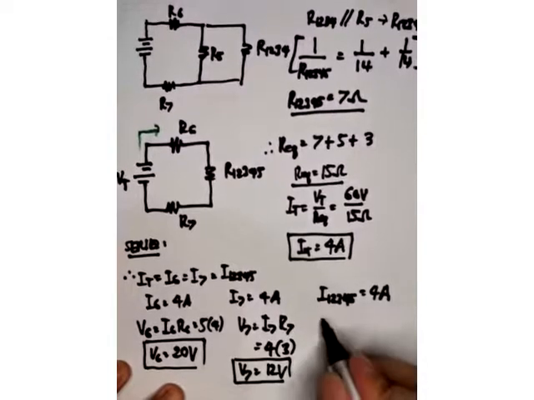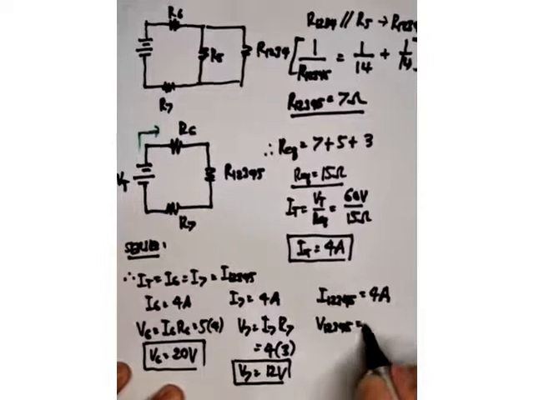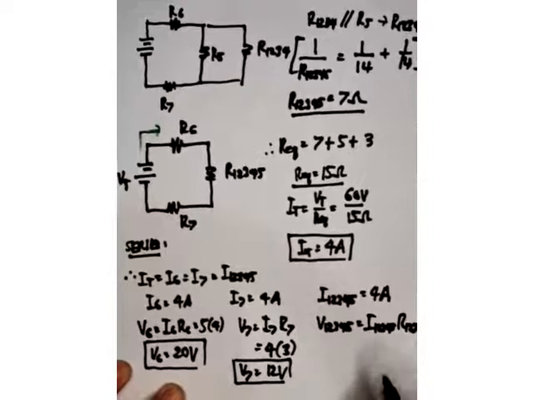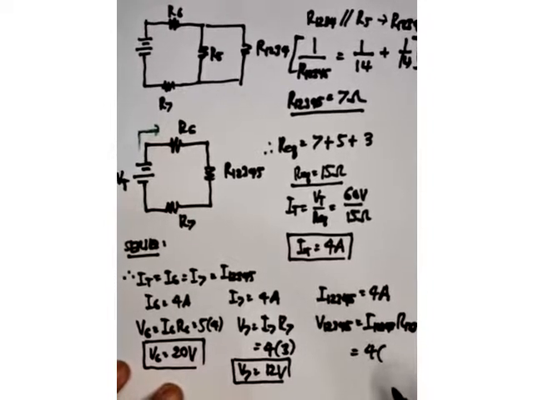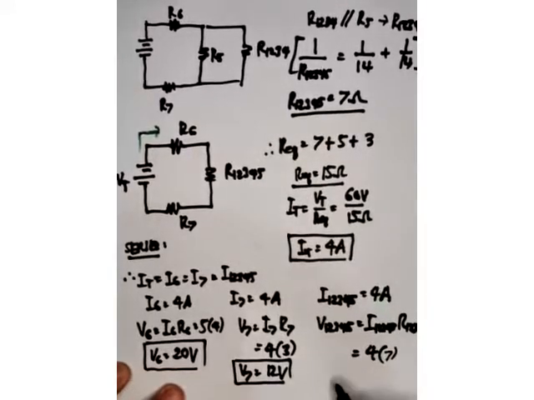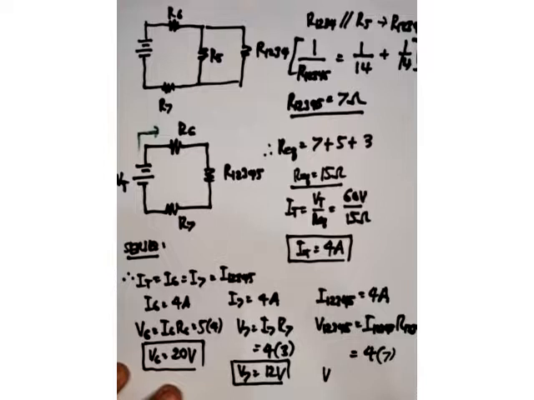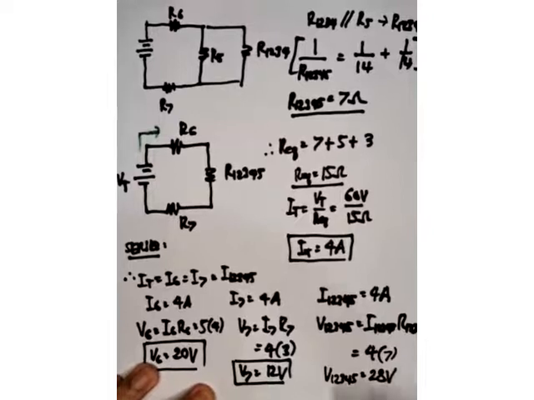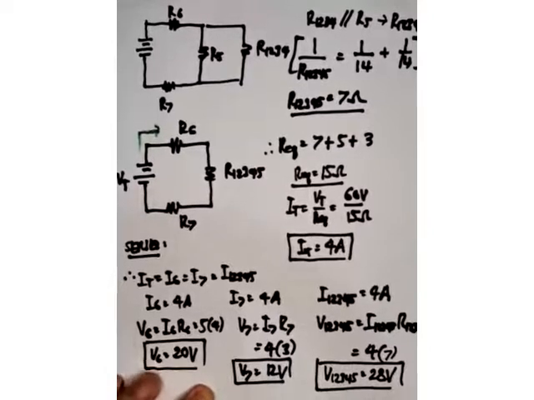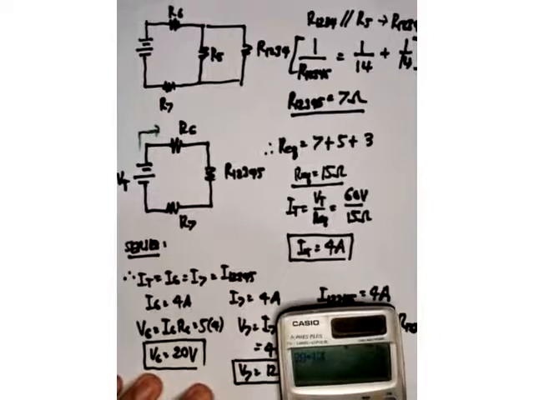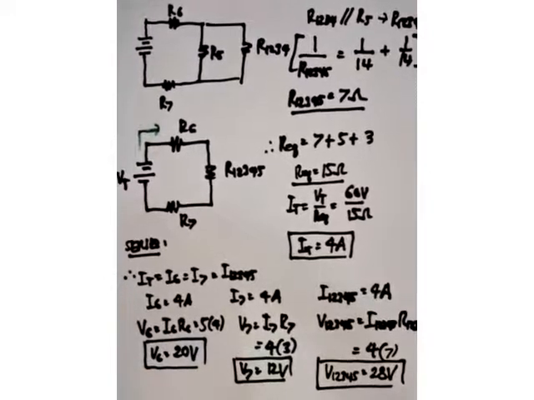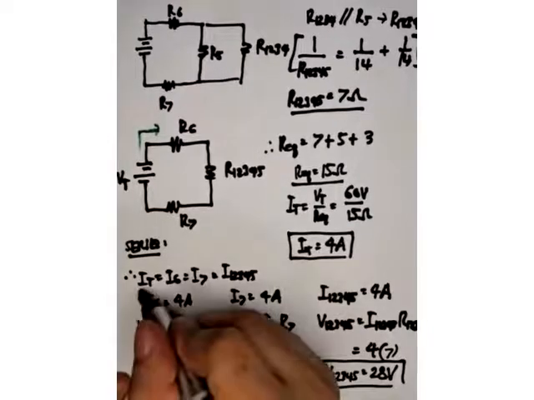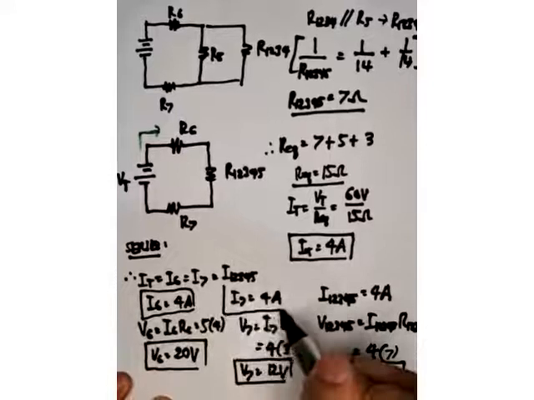And then V12345 is I12345 times R12345. So that's equal to 4 times 7. So V12345 is equal to 28 volts. If you add these three, it should be 60. 20 plus 12 plus 28, that's 60 volts. At least we can check that our answers are correct. So we have found two currents and two voltages.